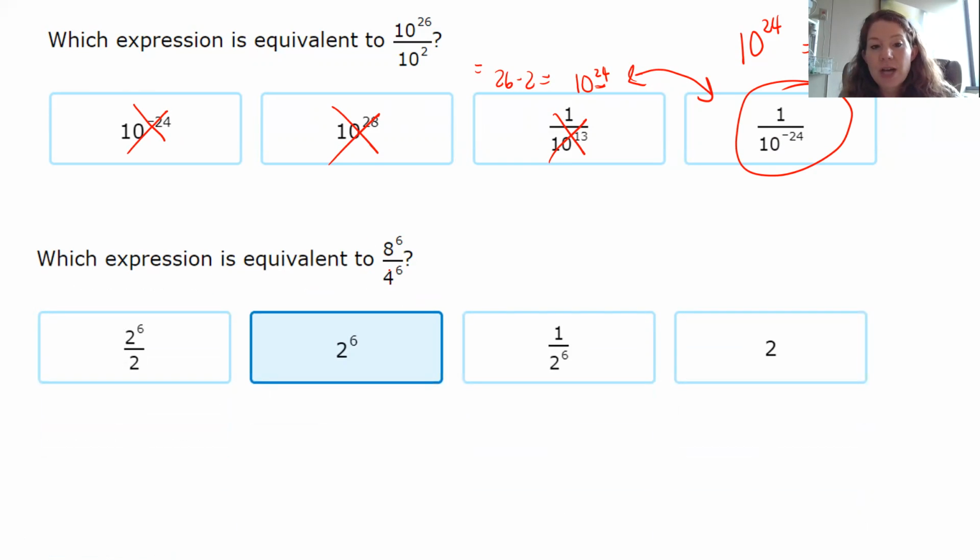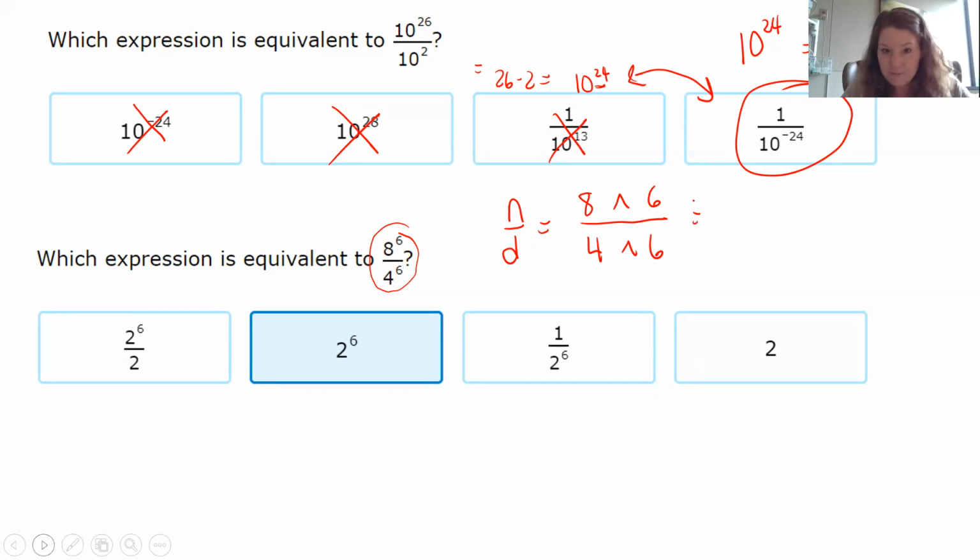All right, and I think this is the last one. Now pay attention, the bases are not the same, so don't try to say 6 minus 6 is 0. So I'm going to literally put this whole thing in my calculator. I'm going to use my N over D button. On the top, I'm going to say 8 caret 6. I'm going to arrow down and say 4 caret 6. So 8 to the 6th over 4 to the 6th. My calculator tells me my answer is 64. Well, that's true, but none of these say 64.